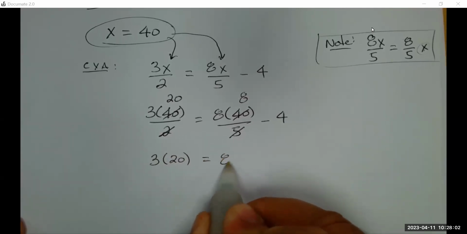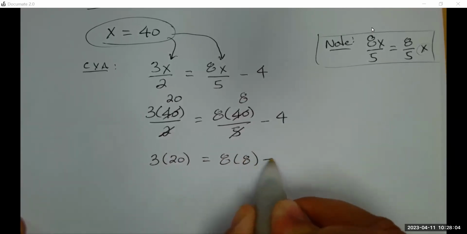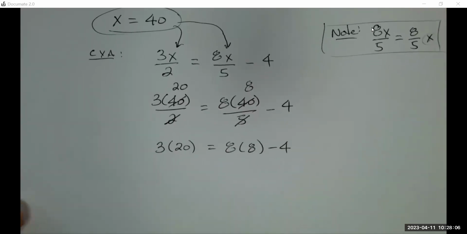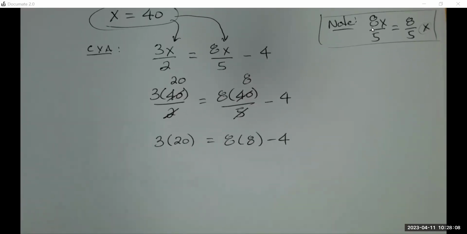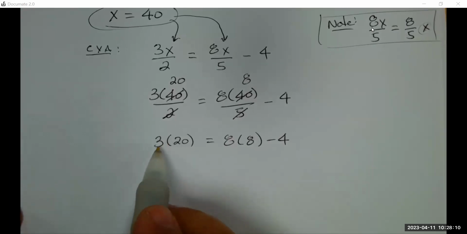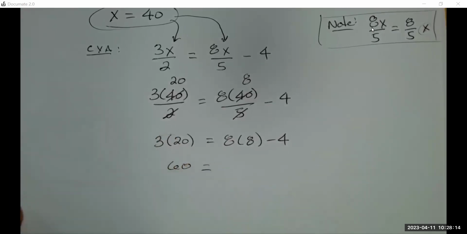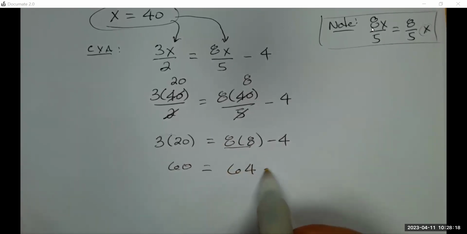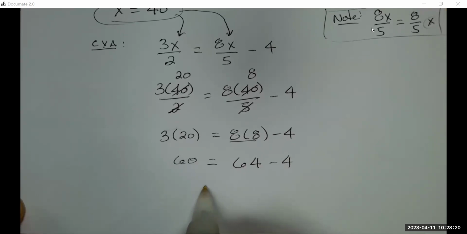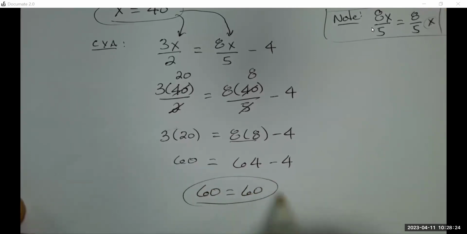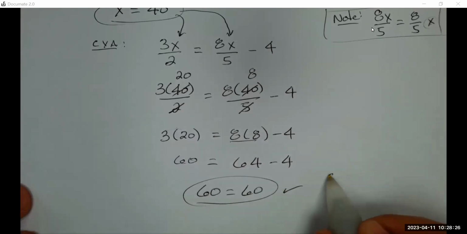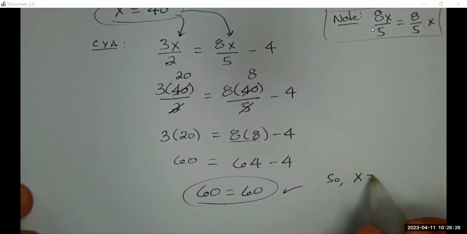So this is what we have so far. Three times 20, 3 times 2 is 6 with a 0. 8 times 8 is 64. 64 minus 4 is 60, and it works. So x equals 40 is our solution.